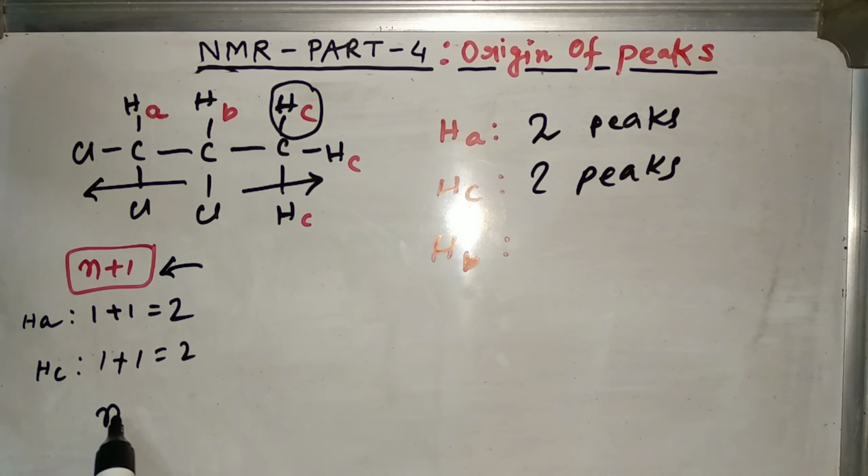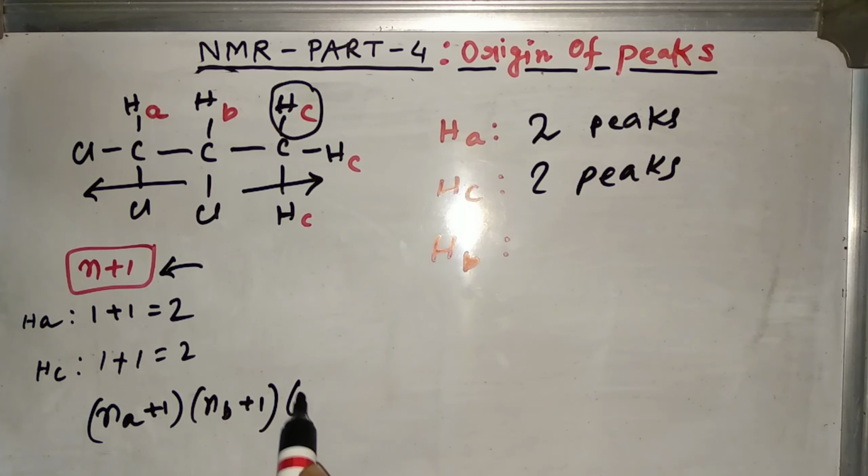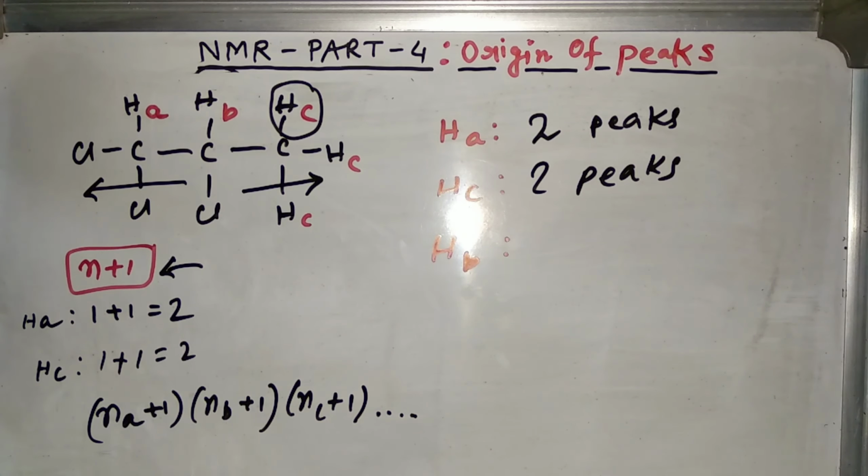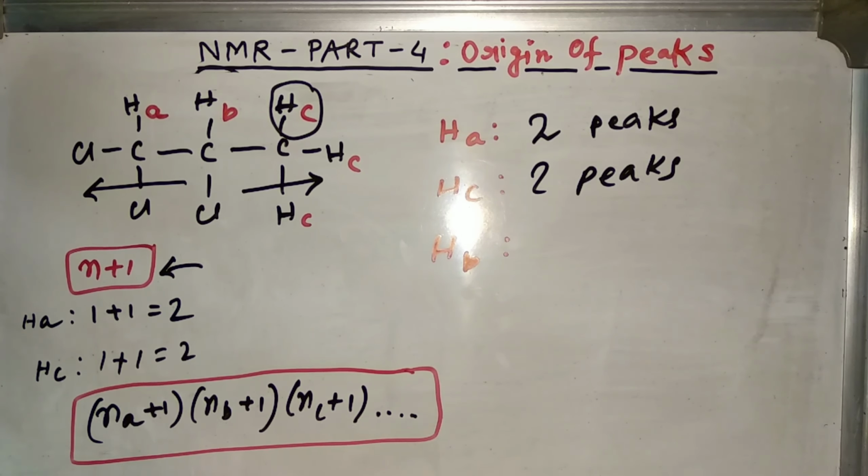So I am considering Na plus 1, Nb plus 1, Nc plus 1. This is the general formula, not HA, HB, AC. They don't compare with this. This is the general formula that I have written over here. So this is the formula, and it can be extended by Nd plus 1 or Ne plus 1 and so on.